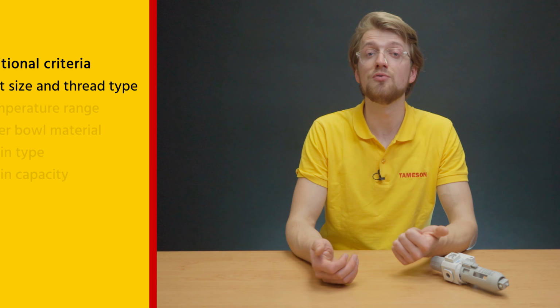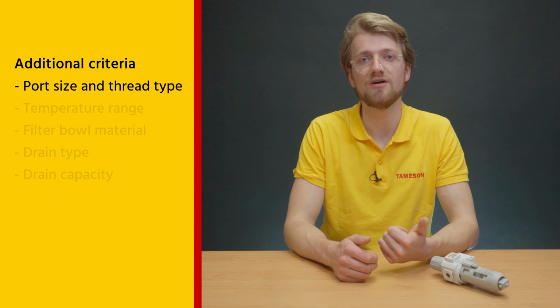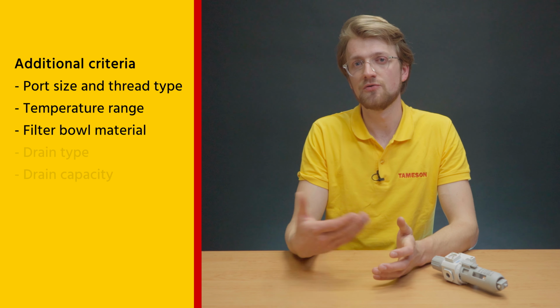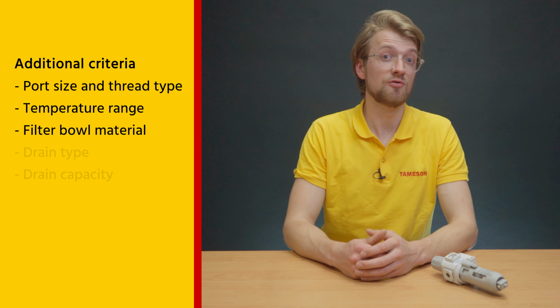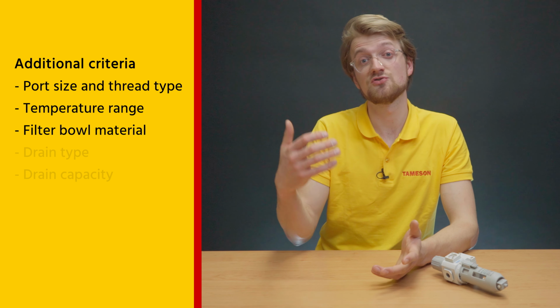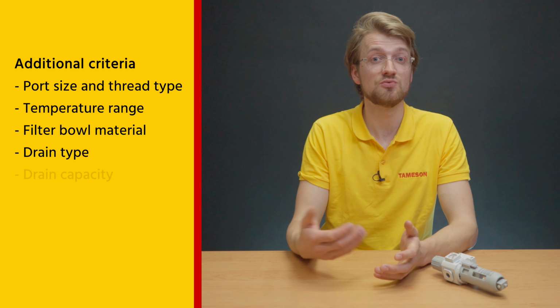A few additional things to ensure that your pneumatic filter works in your application are the input and output port size and thread type. You can also look at the temperature range of your application and the filter bowl material, which is typically metal for more aggressive particles, or plastic. And there's also drain type, which is what happens when the filter gets full of particles. You can drain the particles automatically using a drain valve, semi-automatically, or do it manually.